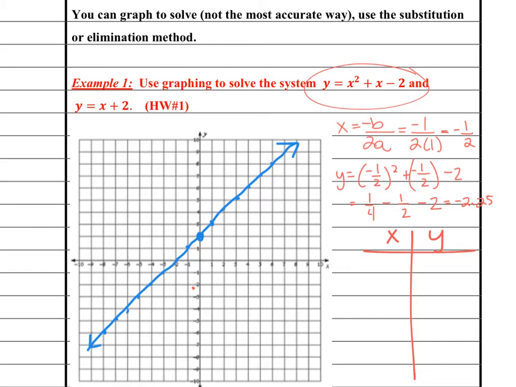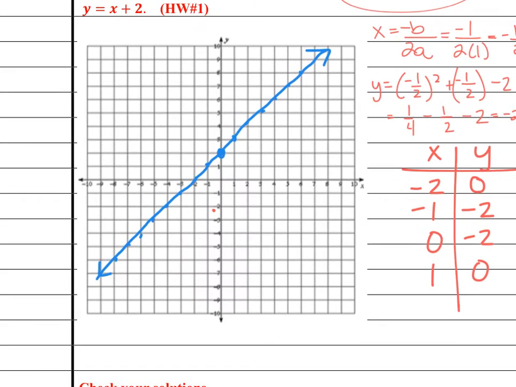I just need 4 more points, really. So -2, -1, 0, and 1. -2 will end up at 0. -1 at -2, -2, and 0. Right, let's check it. Okay, I'm going to graph those points.